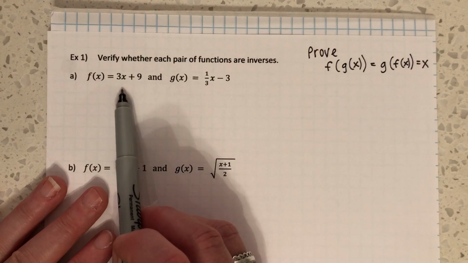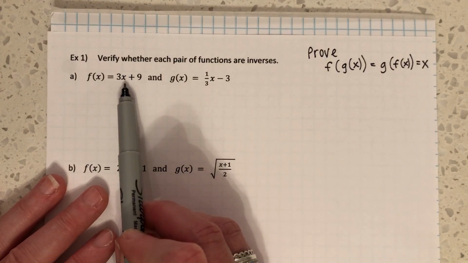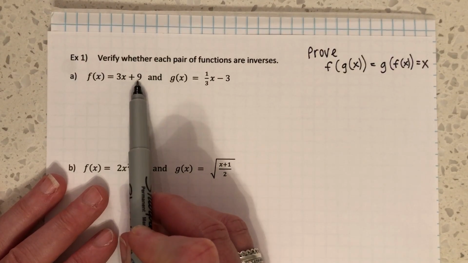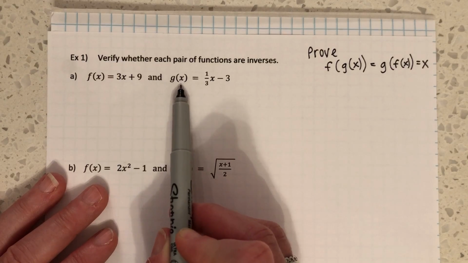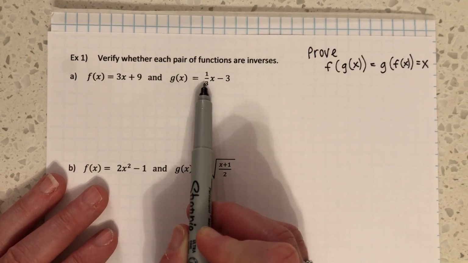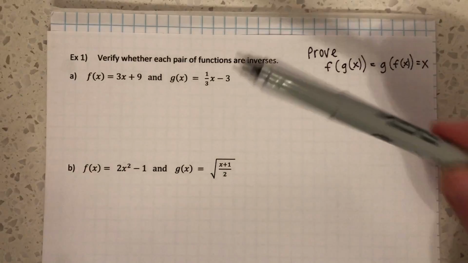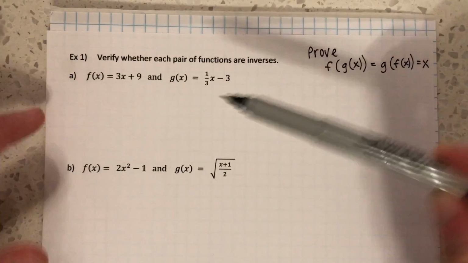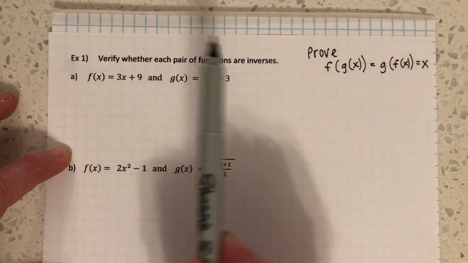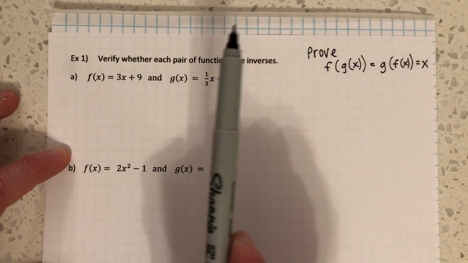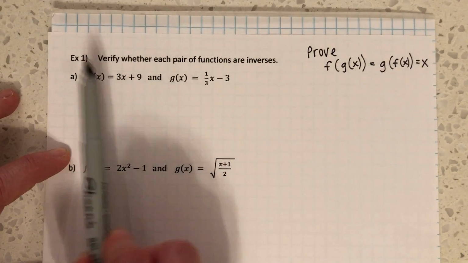You have f of x equals 3x plus 9. You're going to plug a number in, times it by 3, and then add 9. And then you have function g of x. You're going to plug a number in, times it by 1/3, and then minus 3. Are these inverse functions? Will his operations cancel out everything that he's doing, and will these operations cancel out everything that this one is doing?